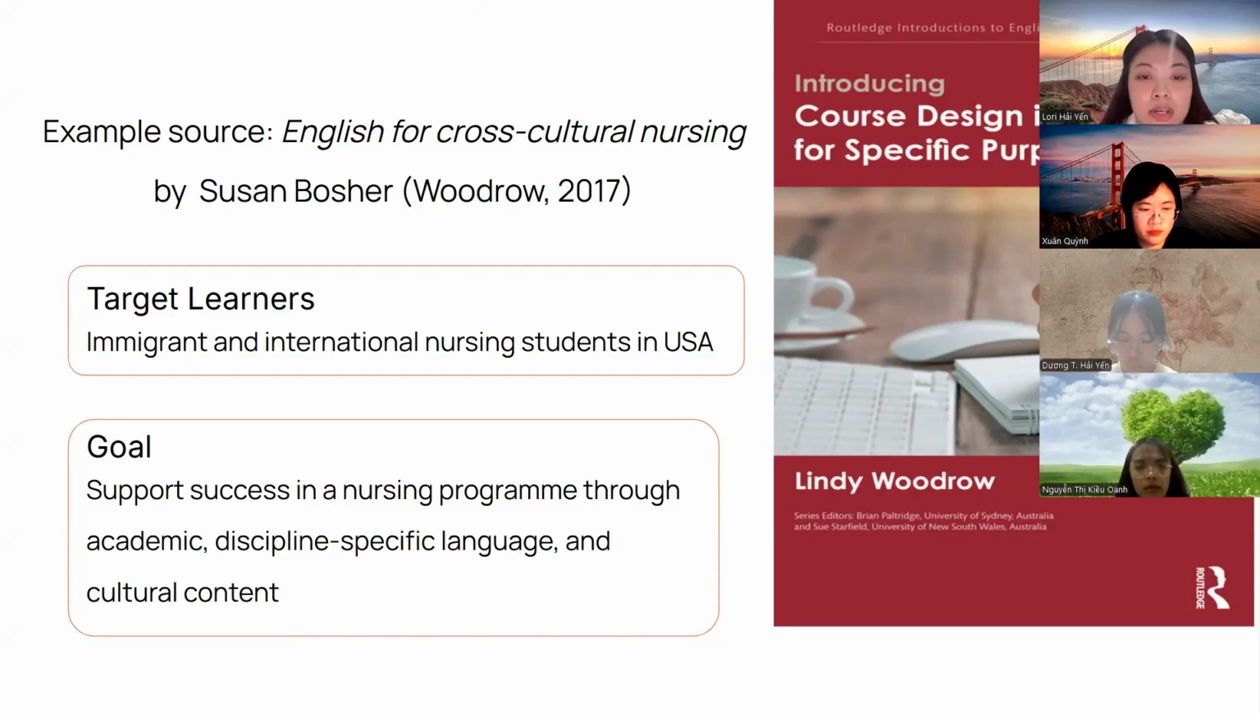According to the course description, the target learners are immigrant and international students preparing for a nursing program in the United States. The goal of the course is to support their success in the nursing program through academic skills, discipline-specific language, and cultural content. So, even from the beginning, we can already see that there is a clear ESP context because the course is designed for a very specific group of learners with very specific academic and professional needs.